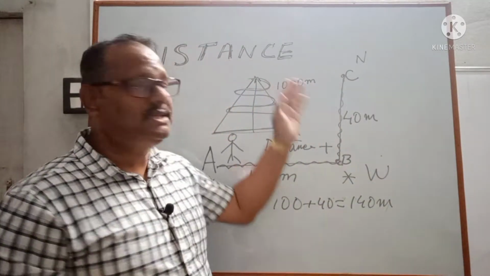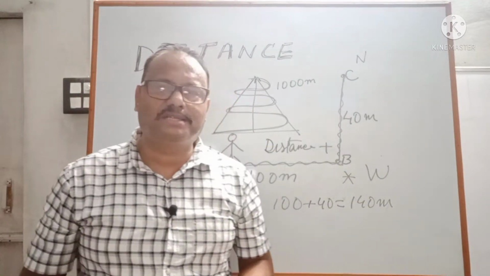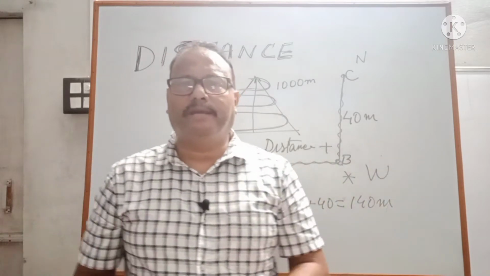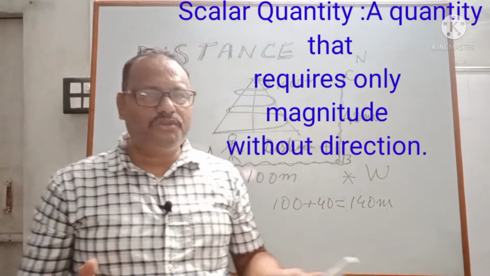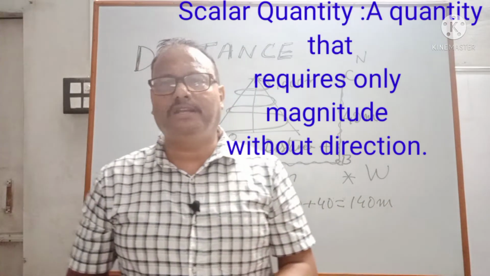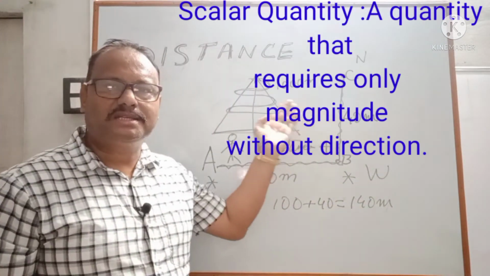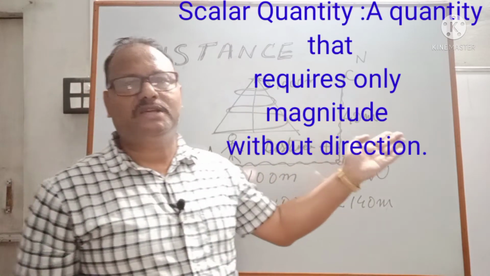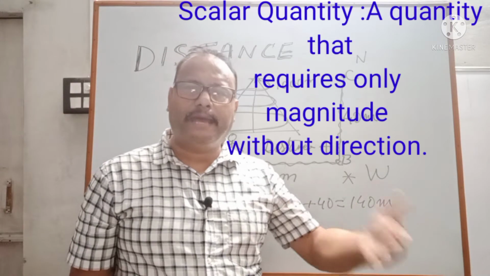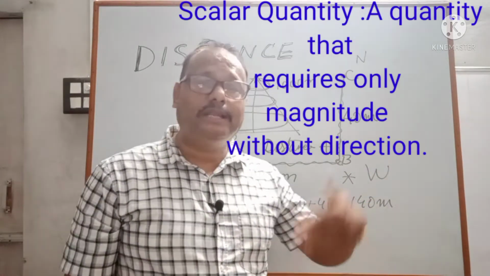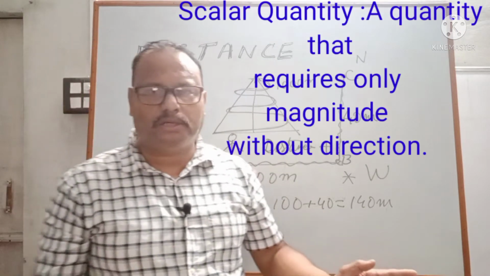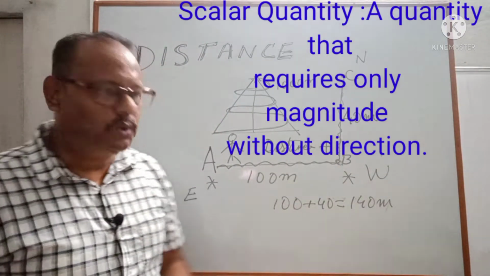Now distance is a scalar quantity because distance doesn't have a direction. So distance is termed as a scalar quantity. In physics we have two quantities. One we call scalar quantity, another we call vector quantity. Since we are discussing distance, distance is a scalar quantity because distance only comprises magnitude, or the quantity or the length covered by the moving object. To which direction is not important. That is the total thing.